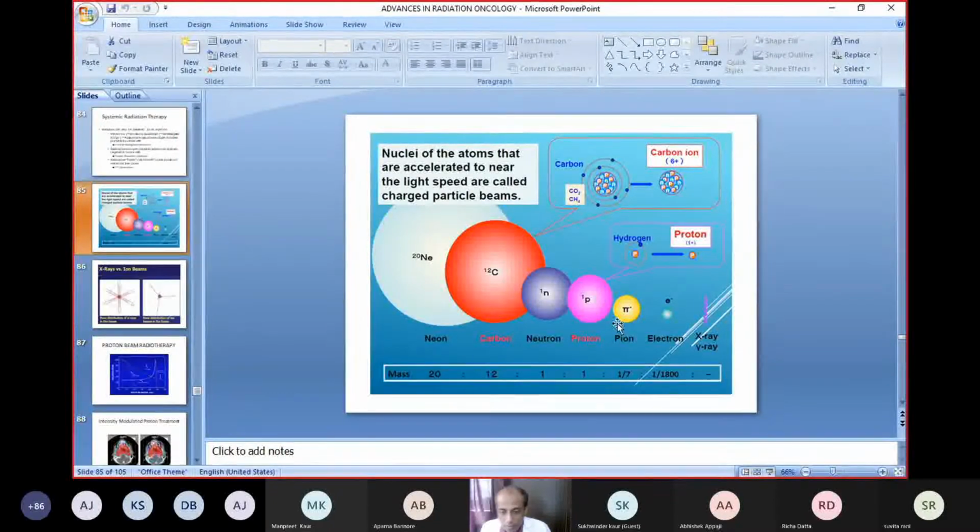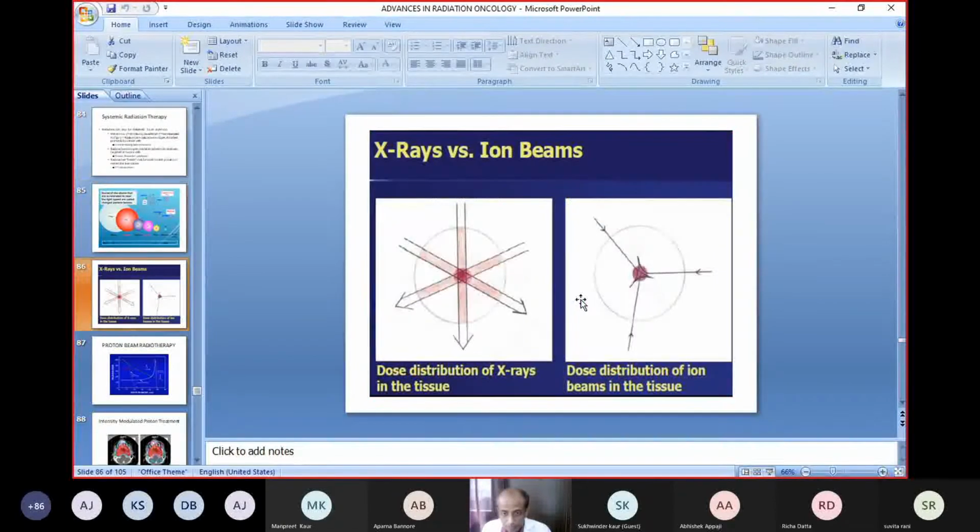Now coming to particulate radiation, we have moved from X-ray to electron, then pion, then proton, neutron, and carbon. Proton and carbon ion are the recent developments which are used in radiation therapy. These are very developed equipments present in only a few of the institutes across the world.